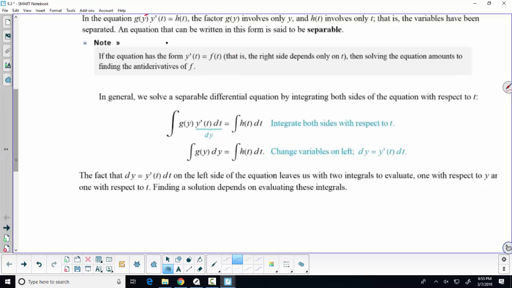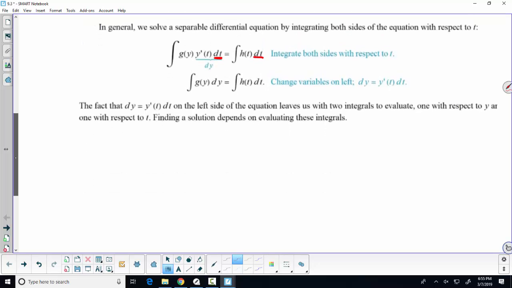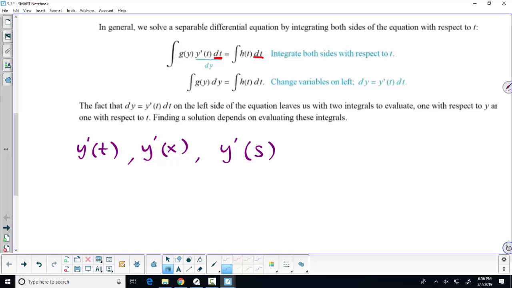Y prime of t dt, so that's our independent variable here, dt. This cancels that y prime out, so we just end up with the integral of g of y dy and the integral of h of t. Does that make sense? When we look at the first couple of examples, I'll write that out. When you see these, the y prime of t is just as it is. The things that are different are what this g of y is and what this h of t is. So this y prime of t, whatever it is, y prime of x, y prime of s, all of those stay as is. That's exactly how we'll see them in the differential equation.